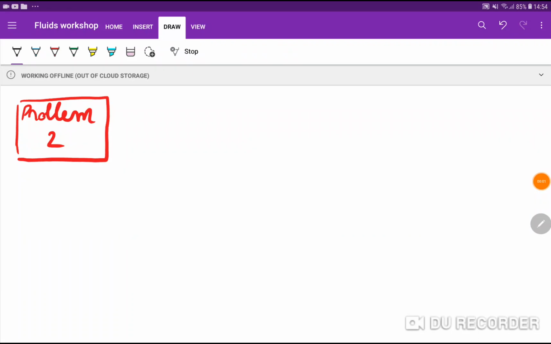Hello everybody, welcome back. So now let's solve the second problem, problem 2. This problem requires a little bit of iteration, but it's okay. I'll walk you step by step through it.